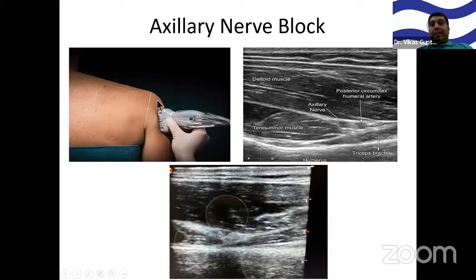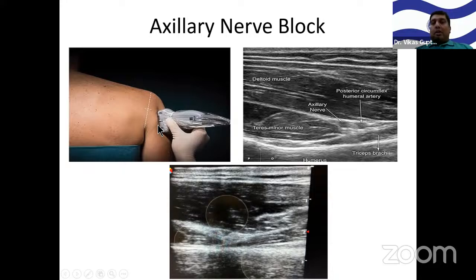We have to identify the head of the humerus and track downwards. We see two muscles, the deltoid and the triceps, and there is a triangular fascial plane. If we identify this fascial plane, the axillary nerve lies there, and the posterior circumflex humeral artery is also there.